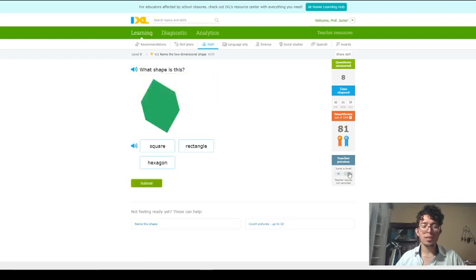What is this? How many sides does it have? 1, 2, 3, 5, 6. 6. How did we call shapes that have 6 sides? ¿Cómo le decíamos a las figuras que tienen 6 lados? They are called hexagon. So we have to click hexagon.